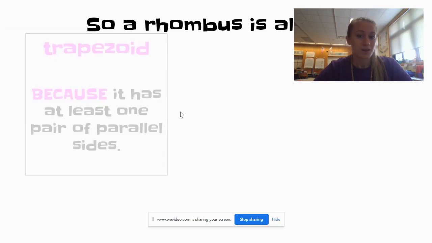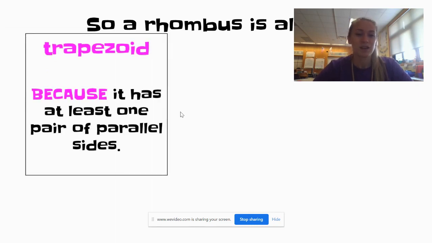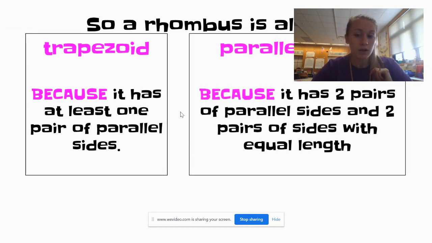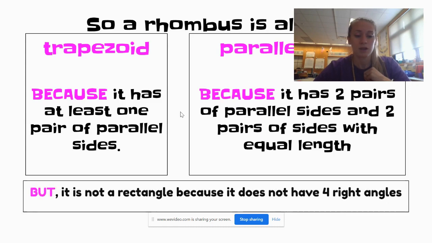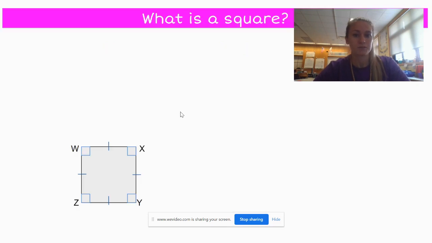So a rhombus is also, if you're seeing a pattern, good job, a trapezoid because it has 1 pair of parallel sides. It's also a parallelogram because it has 2 pairs of parallel sides and 2 pairs of sides with equal length. But it's not a rectangle because it does not have 4 right angles.